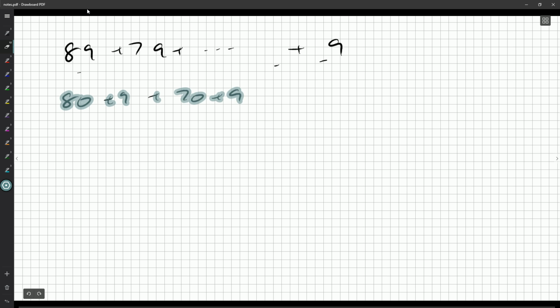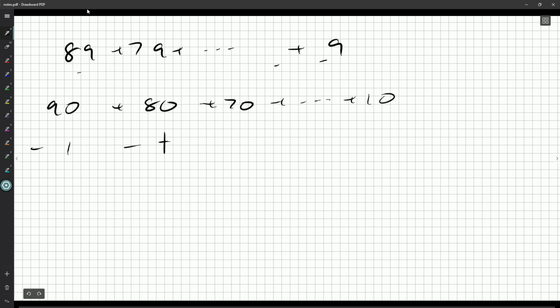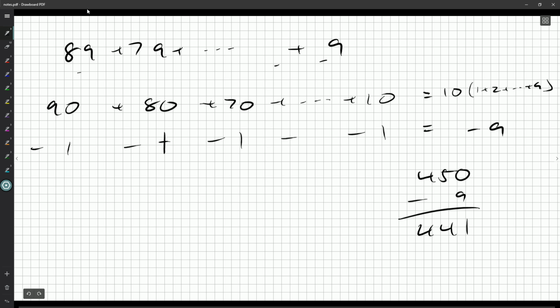Actually, here's what we can do. We can just say that this is 90 minus 1, 80 minus 1, 70 minus 1, down to 10 minus 1. So how many of them? Well, we're subtracting 1 nine times. How do you add up these? Well, this is 10 times the sum of the numbers from 1 to 9, which is 45. So we'll get 450 minus 9, which is 441.